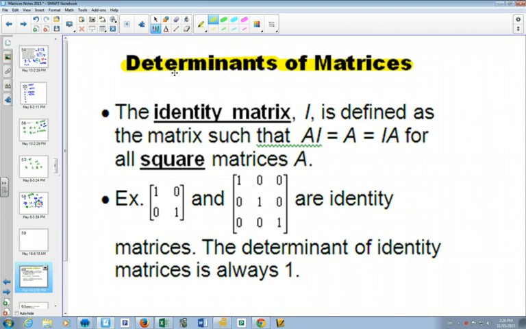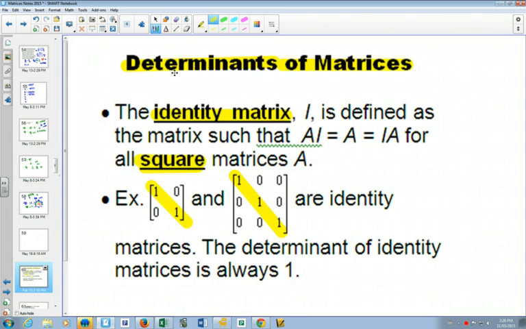That's the one where along the diagonal, and it has to be that diagonal, you have all ones. Identity matrices are always square matrices, so they won't change the dimensions of what you're multiplying. It doesn't mean the other matrix you're multiplying has to be square, but you have to make sure that the identity matrix is always a square matrix with ones along the diagonal.